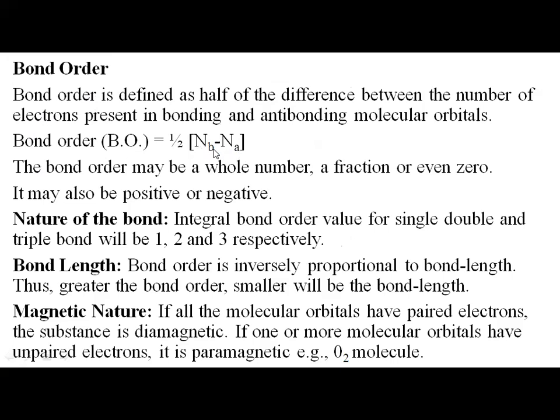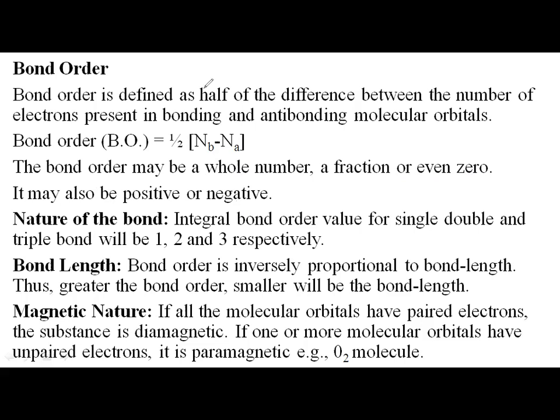NB stands for what? The number of electrons in the bonding molecular orbital. Na stands for the number of electrons in the anti-bonding molecular orbitals. When you take half of the difference, you will get the bond order. The bond order may be a whole number, it may be a fraction, it may also be 0. It may also have a positive or negative value. We'll see when we come across certain ions that give this answer.